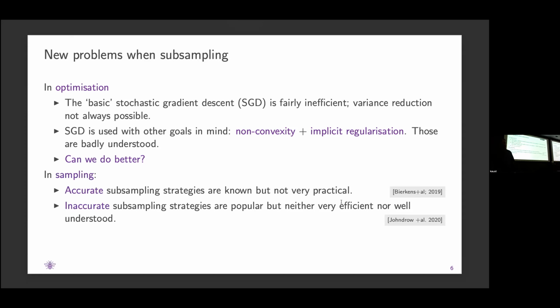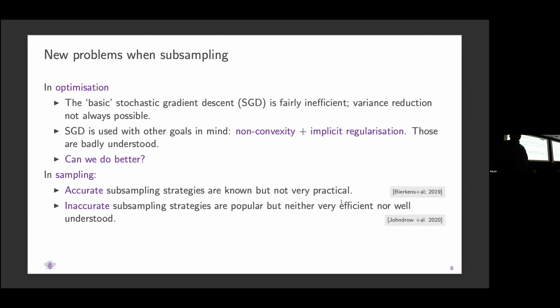In sampling, subsampling is actually quite difficult. There are some accurate subsampling strategies, like this paper by Bierkens, which uses PDMPs, piecewise deterministic Markov processes. It's a fascinating technique, but it's really hard to apply in practice. So this would be absolutely accurate, but it's very hard to apply in practice.